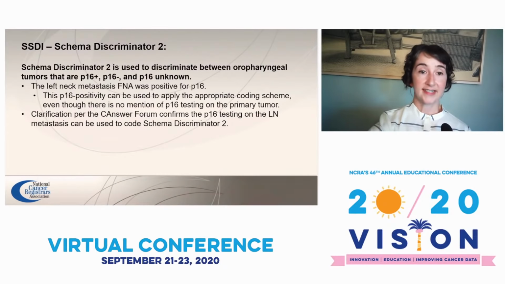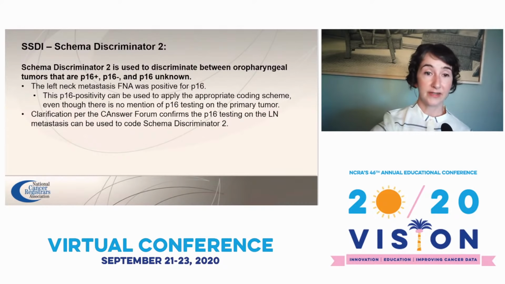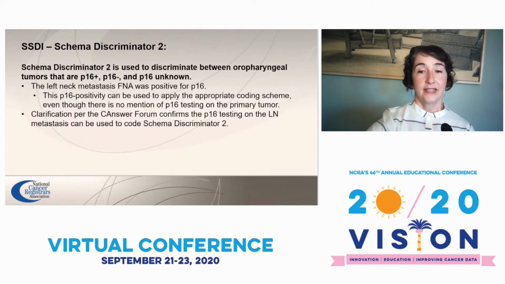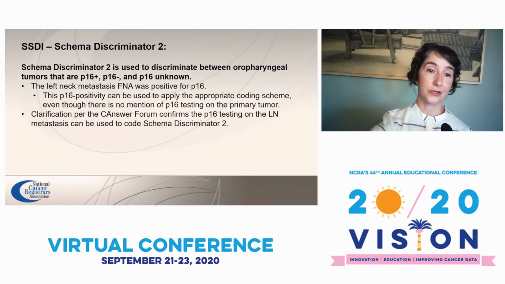Our first SSDI is schema discriminator 2, which is used to discriminate between oropharyngeal tumors that are P16 positive, P16 negative, and P16 unknown. The left neck metastasis FNA was positive for P16 and can be used to code this schema discriminator. This should be used to apply the appropriate coding scheme even though this was not performed on the primary tumor.